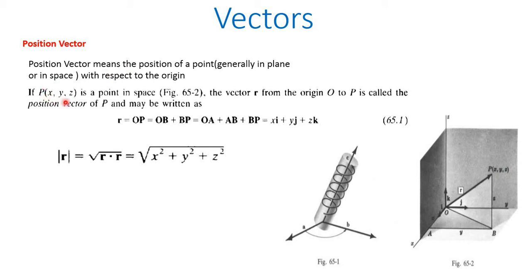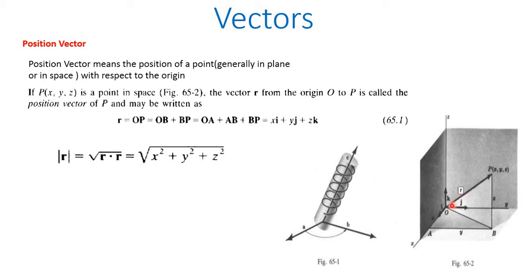If the point P(x, y, z) is a point in space, the vector r from the origin O to P is called the position vector, and it can be defined as the sum of all values along the x, y and z axes. For example, the position vector r can be xi plus yj plus zk. It means if the position of a point is x, y and z, then it can be written as xi plus yj plus zk.